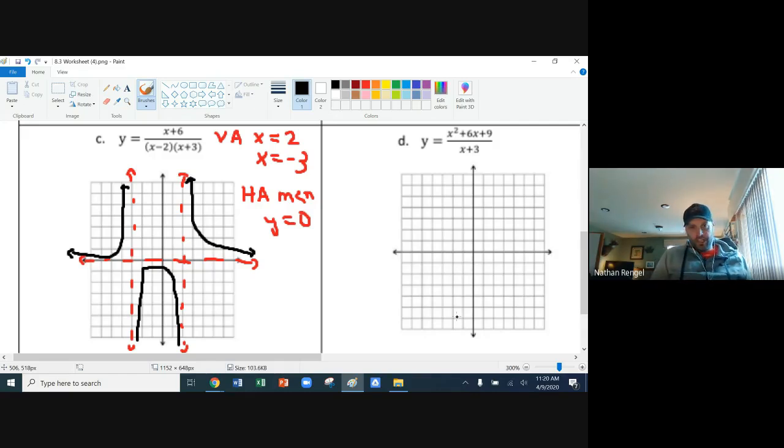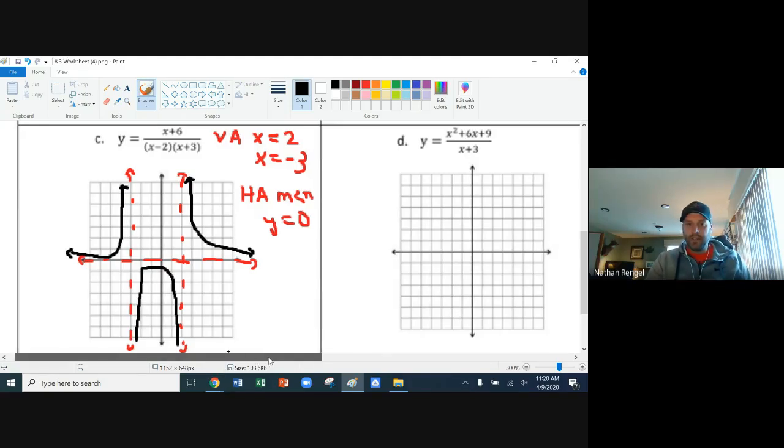We can see when you do the work ahead of time, you get all your asymptotes laid out, then the sketch goes pretty simply. Just put that all together.